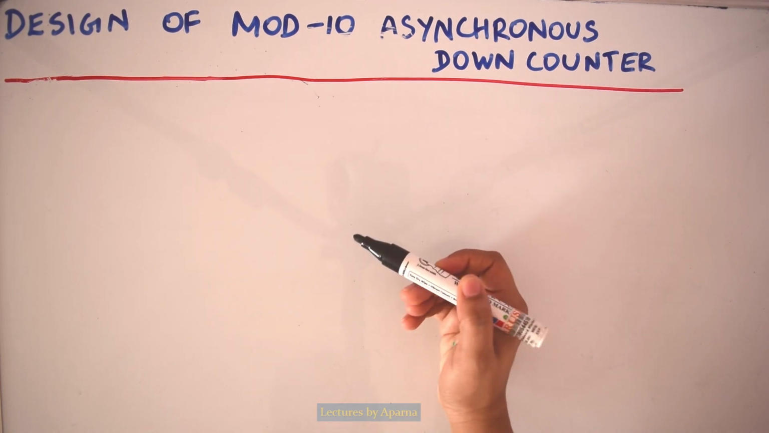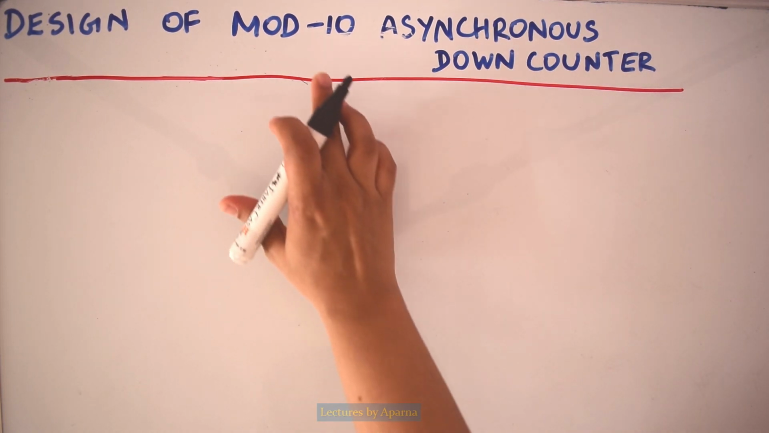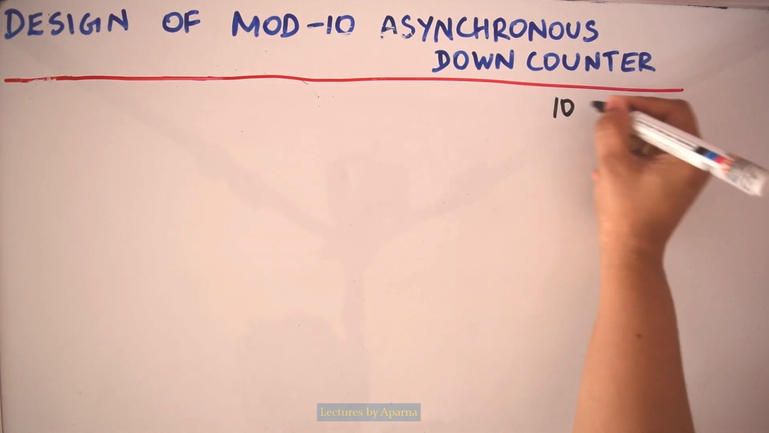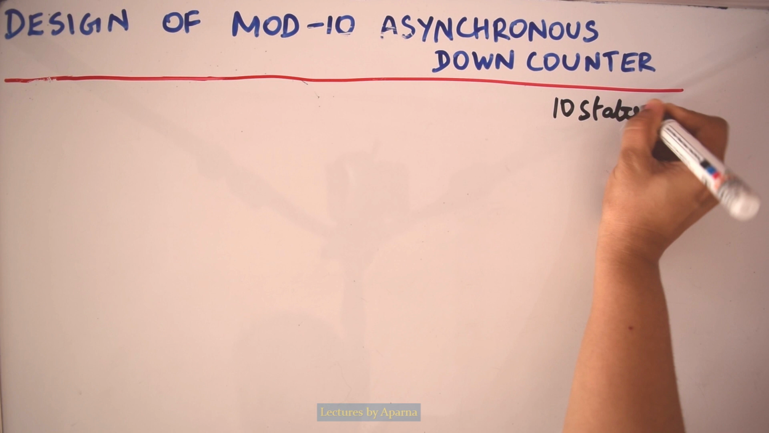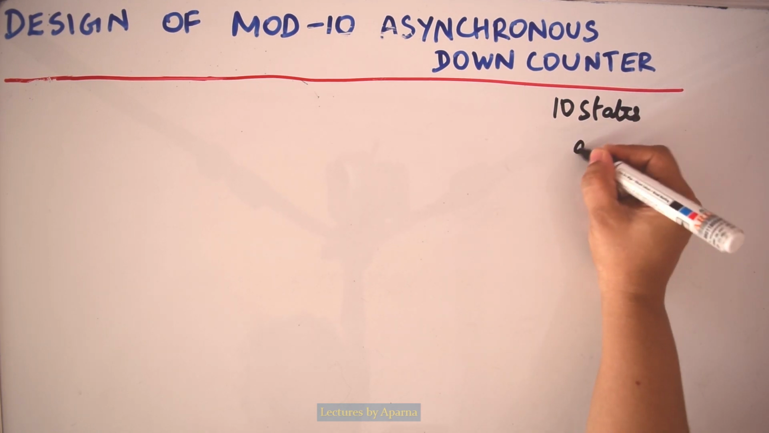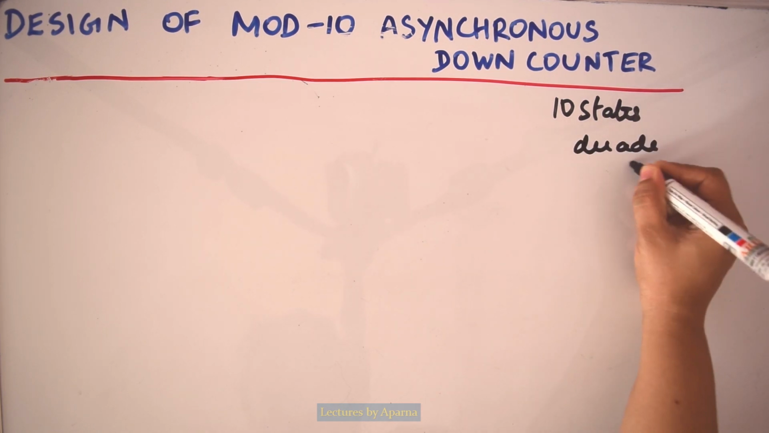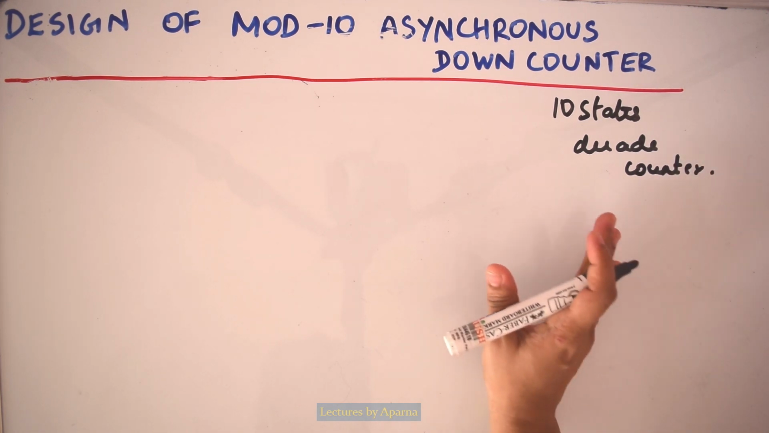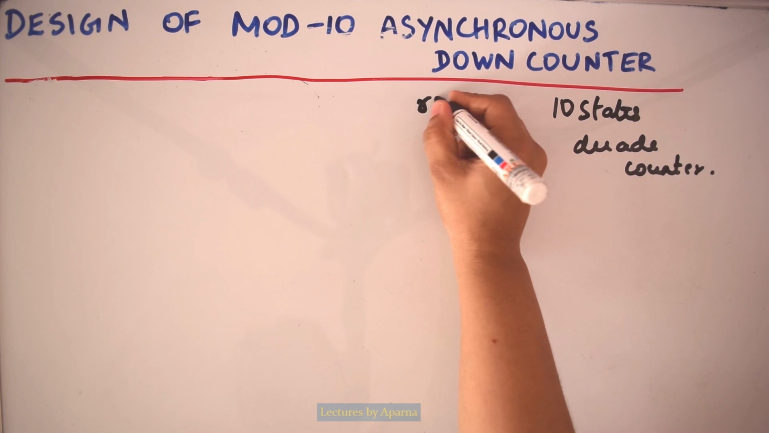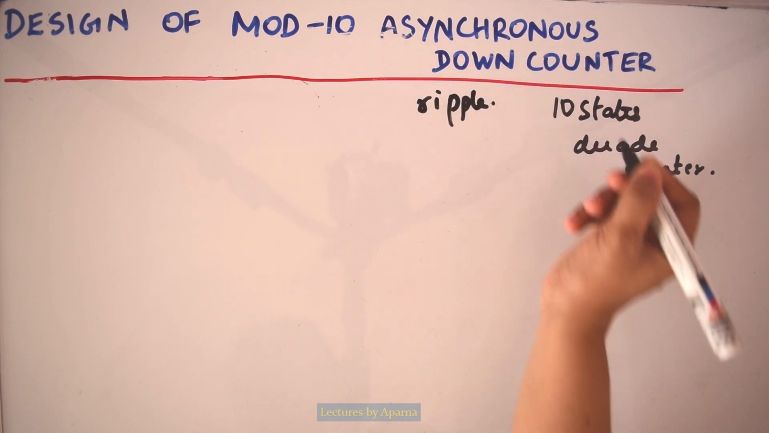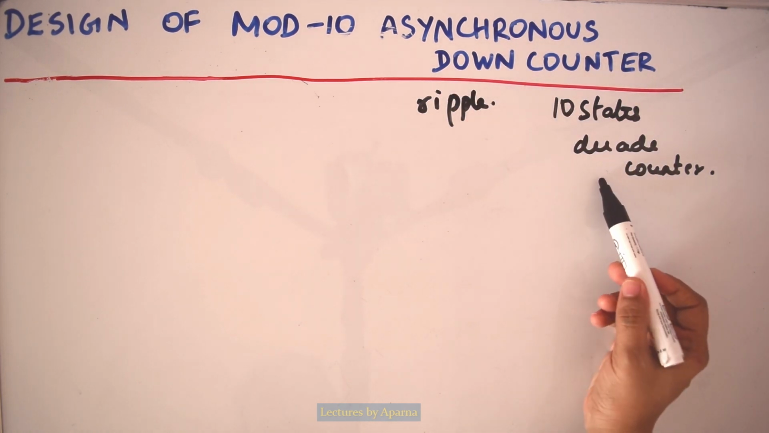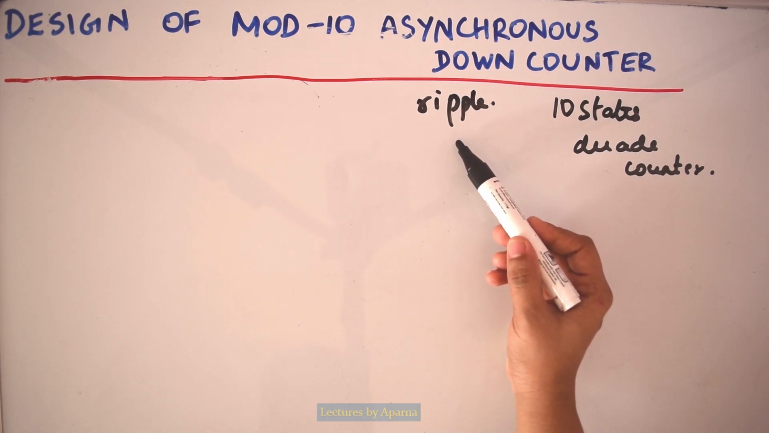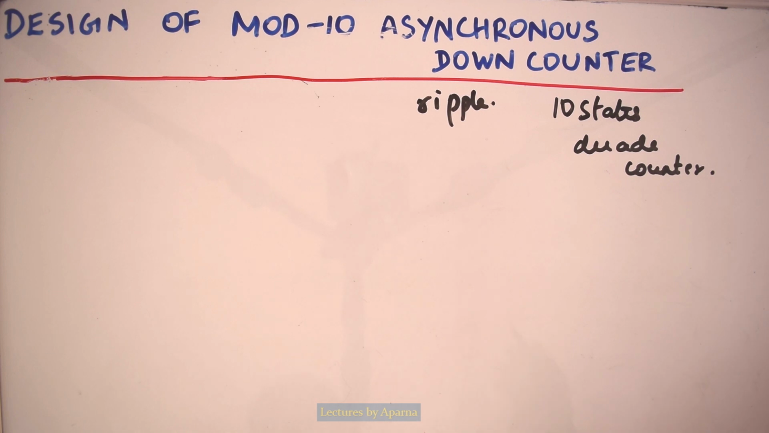So coming back to this video, a Mode 10 counter is a counter that is having 10 states. It is also called a decade counter. Asynchronous counter is having another name, that is ripple counter. So this counter is also called a decade ripple down counter. So let's start the design.